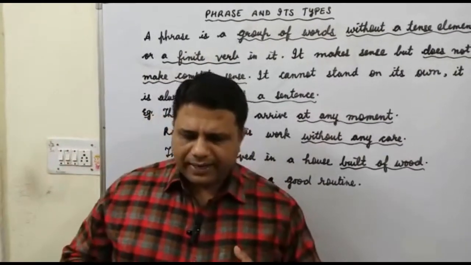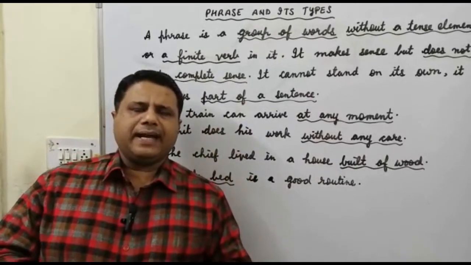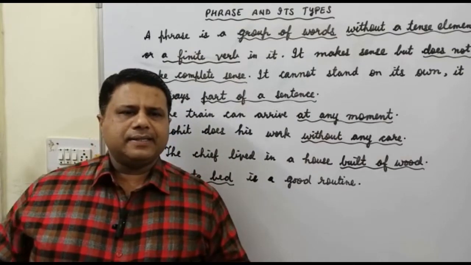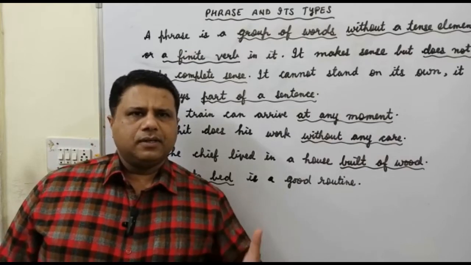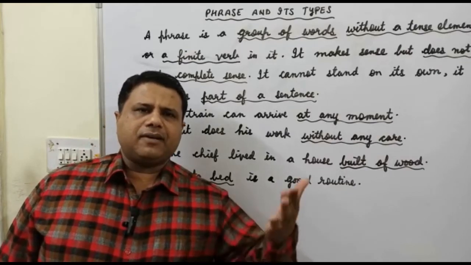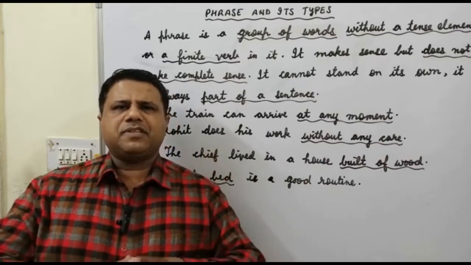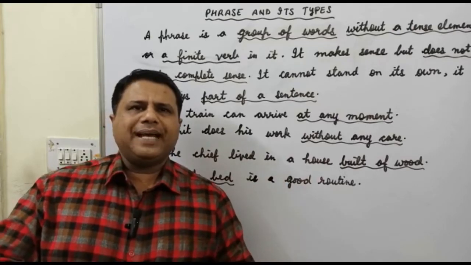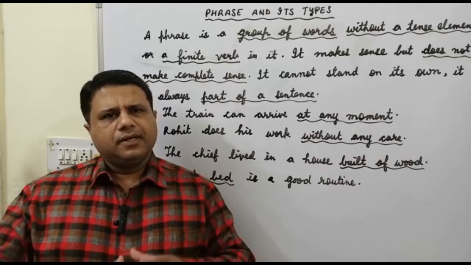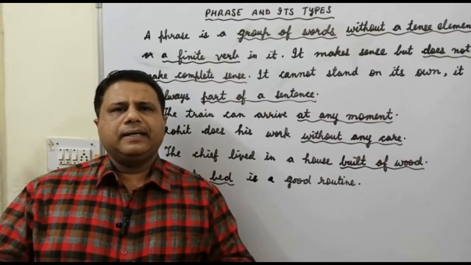One more thing I want to add here. When we talk about phrase, there are different uses of phrase. A phrase can act as an adjective also in a sentence. It can play the role of an adverb also, a noun also. It can be a subject or object in a sentence. So we shall discuss all these things in the types of phrases which we are going to discuss just now. I hope the definition of phrase is clear to you. A group of words without tense element, part of a sentence, and does not have complete sense.